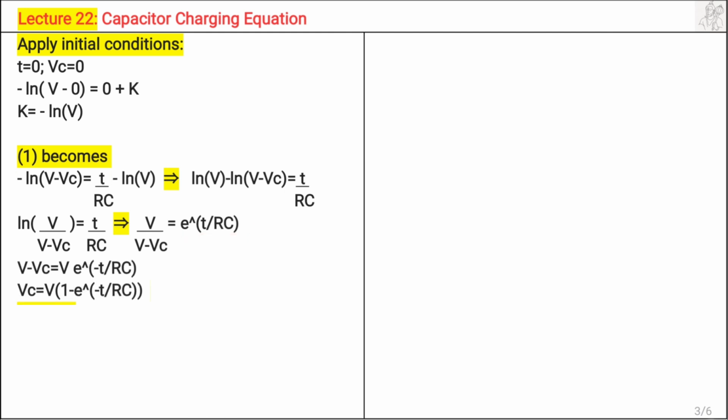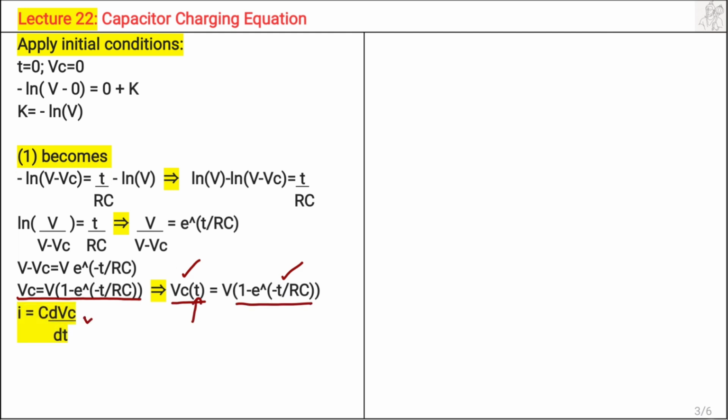And from here, finally rearranging it, we get Vc is equal to V times (1 minus e raised to power minus t by RC). And since the voltage is dependent upon t, we can write it in function form. So therefore we can add a t inside the bracket in this variable. So Vc(t) is equal to V times (1 minus e raised to power minus t by RC).